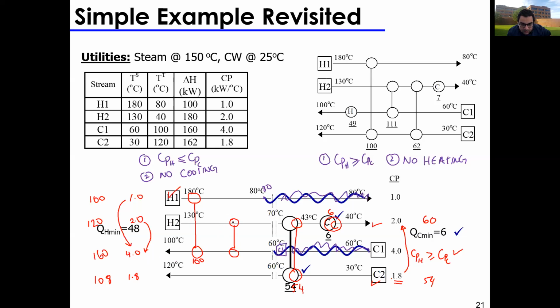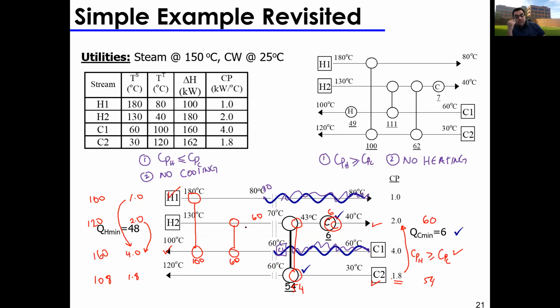And let's have a look. How much energy am I transferring? Sorry, 120, and this needs 60, so I'm transferring 60. So there is 60 units of energy right here, and this stream is satisfied. Now if I look at this design above the pinch, there is no cooling above the pinch, so I can't really cool the stream.